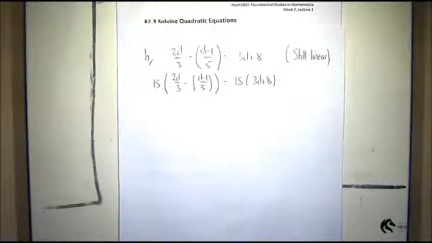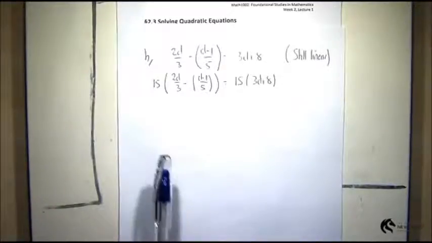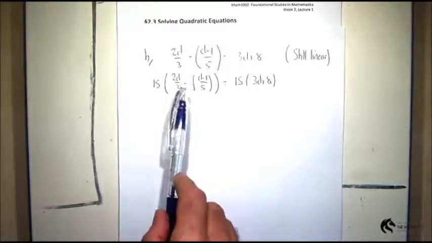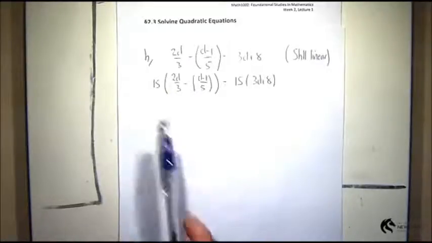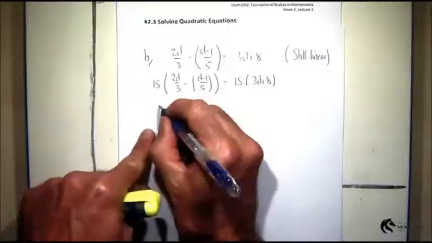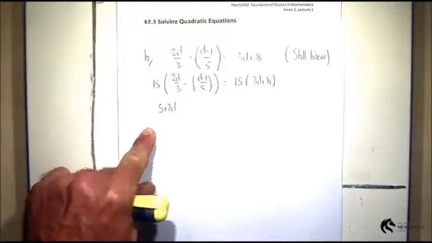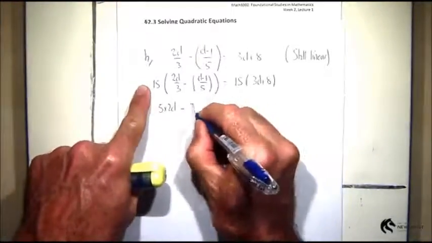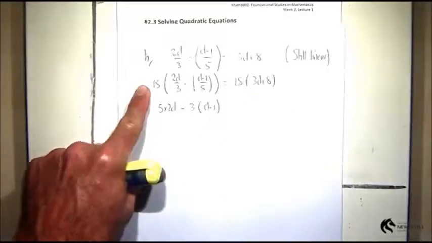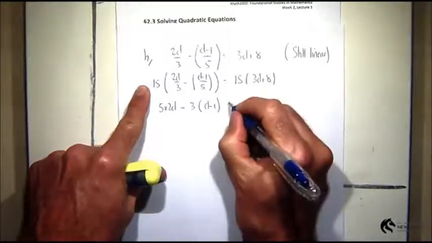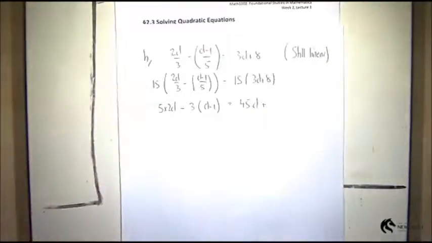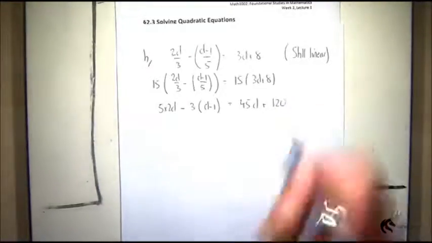Having written that down, I can now simplify things a little bit. When I expand my bracket on the left, I've got 15 times 2d divided by 3. The 3 can go into the 15 5 times, so that's the same as 5 times 2d. That's my first term. For the next one, the 5 goes into the 15 3 times, so that's the same as 3 times d minus 1. On the right-hand side, 15 times 3 would be 45, and 8 15s would be 80 plus 40, which is 120.